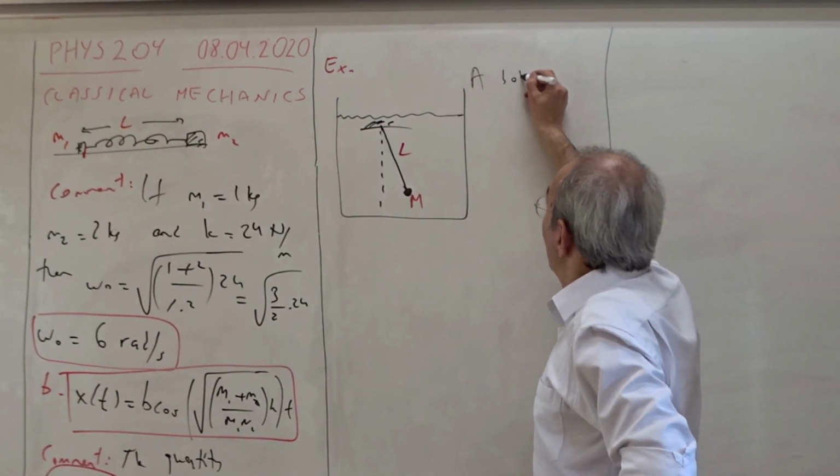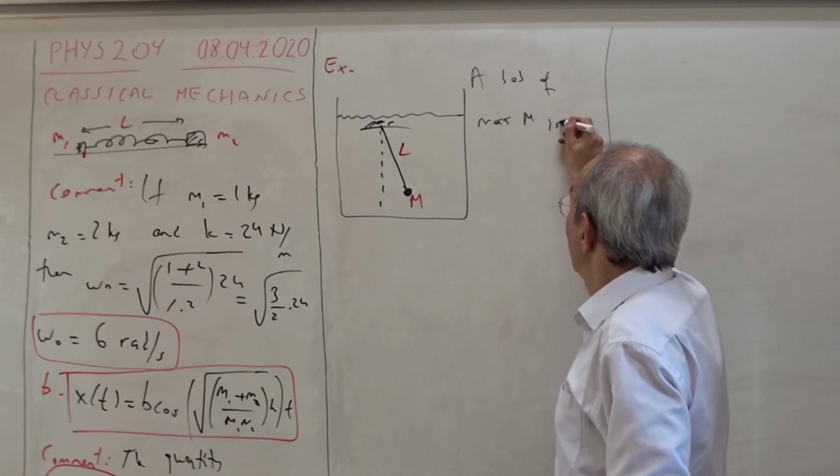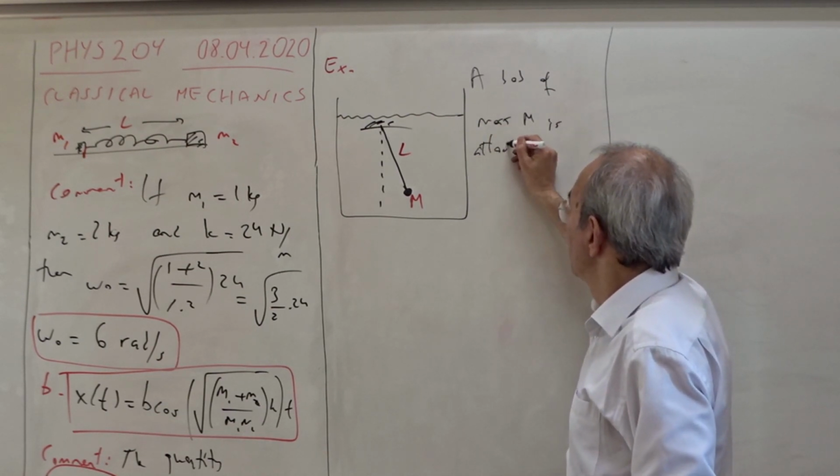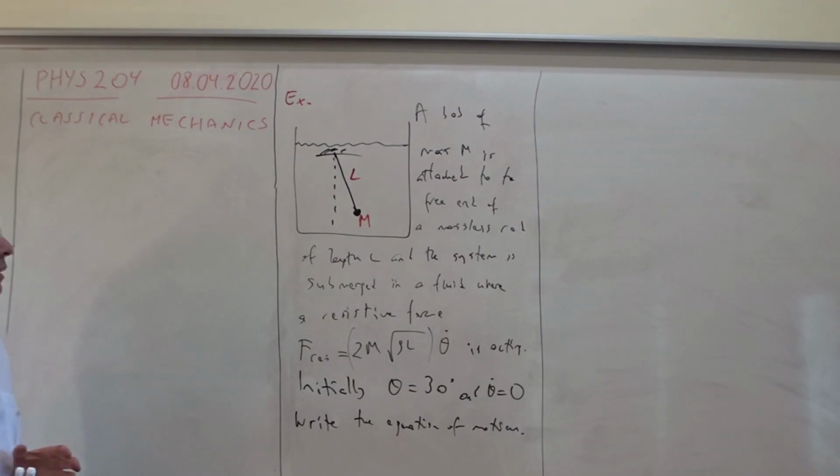A ball of mass capital M is attached. Now for this system submerged in fluid, we will try to solve the equation. First, let's write the equation from the beginning.